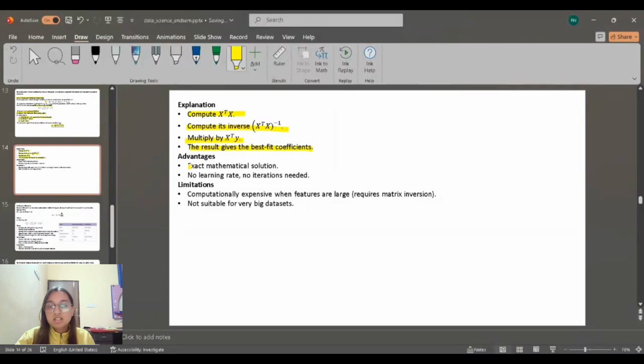Advantages are an exact mathematical solution, no learning rate, and no iteration needed. Limitations are that it is computationally expensive when features are large, requires matrix inversion which is expensive, and is not suitable for very big datasets.